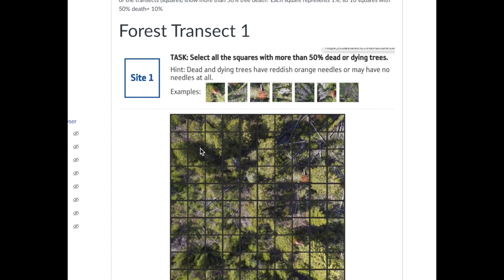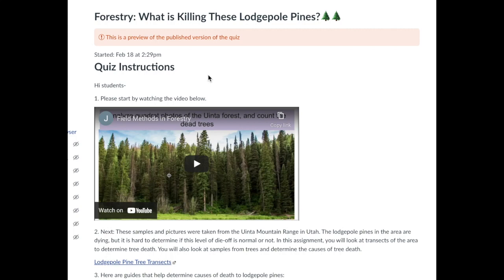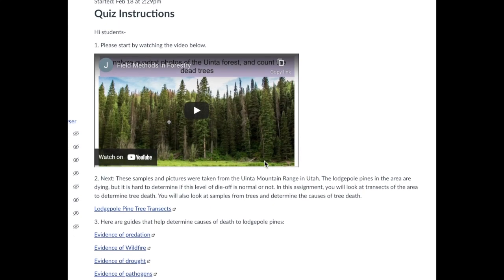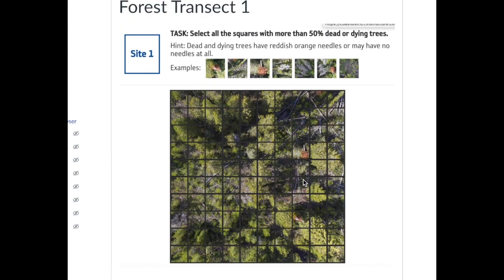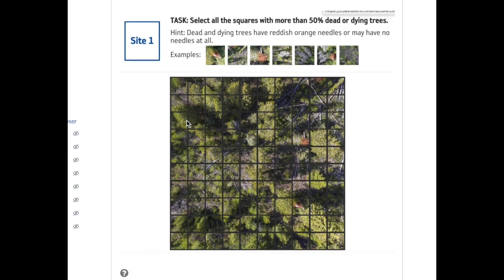So in this activity, I would like you to start by watching this Field Methods Forestry video, and they will explain more about transects and the problem they found in the Uinta mountain range in Utah. And then you're going to scroll down to the quiz. In this task, you are going to select how many squares in this transect you see 50% or more of dead or dying trees.